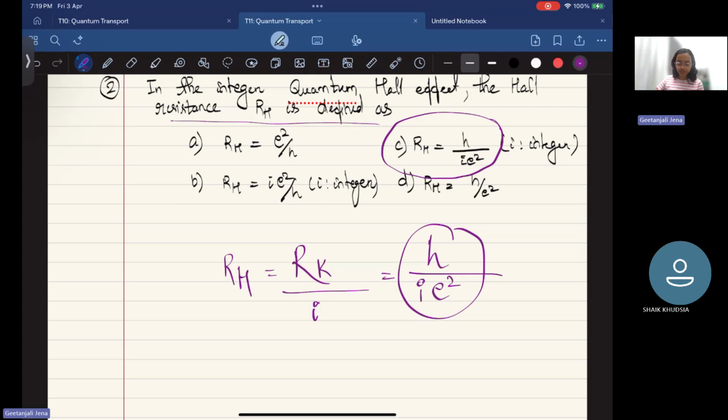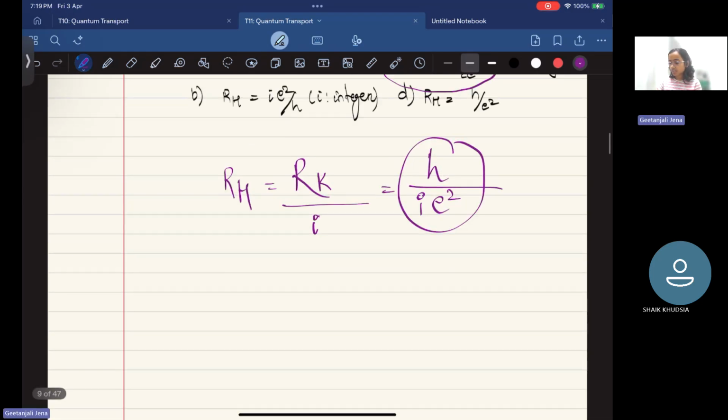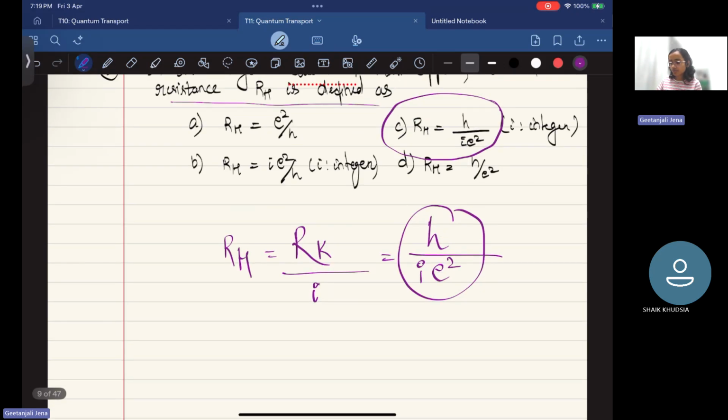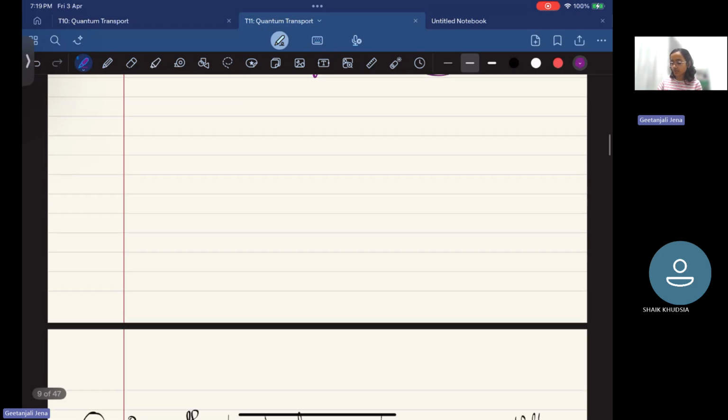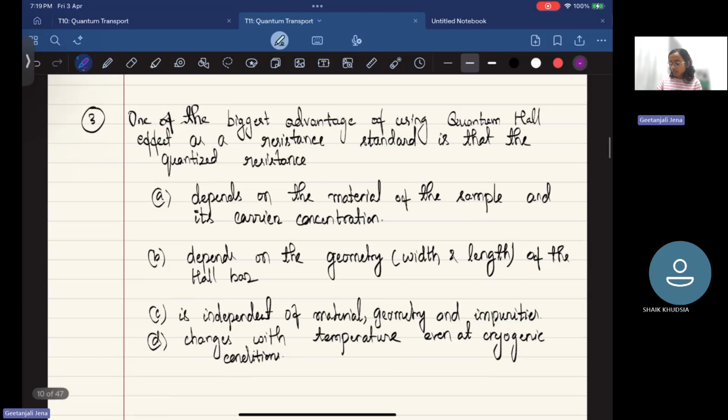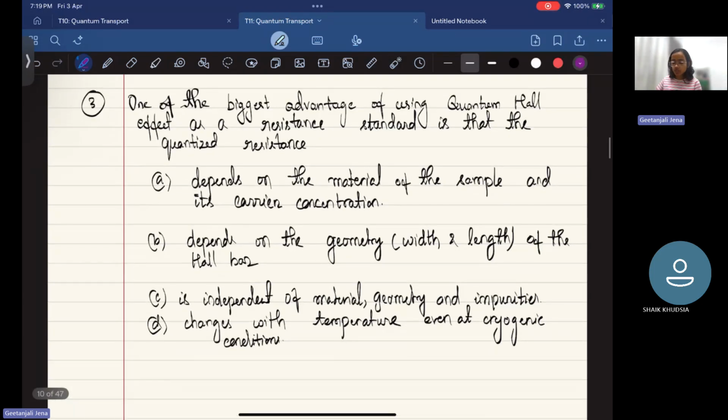Is this clear? These are all based on direct formula, so you just need to remember the formula. Okay. Question number 3, it's a conceptual question.